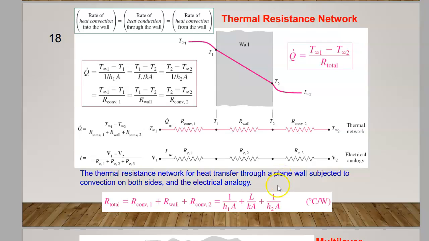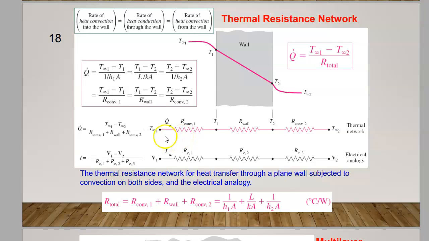Okay, thermal resistance networks. Basically, this is the wall, and you have the ambient temperature T infinity 1, and you have the surface temperature T1. We have T2 at the other side of the wall, and you have T infinity 2. If you would like to draw it, this is the thermal resistance network.